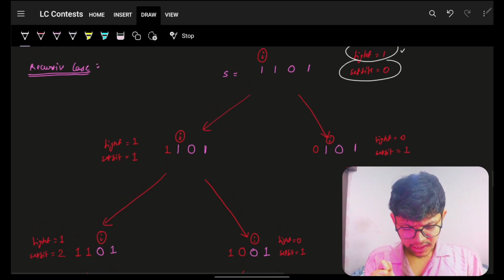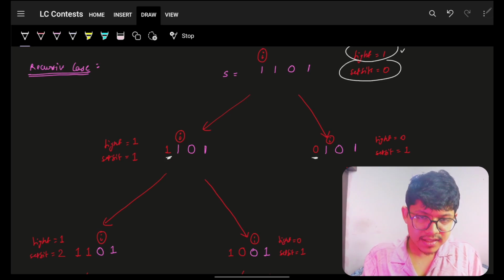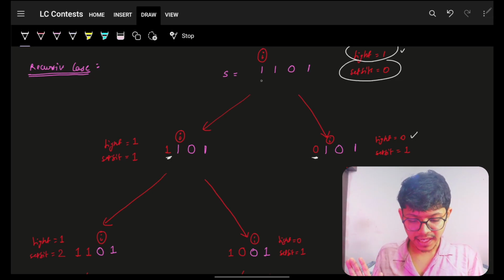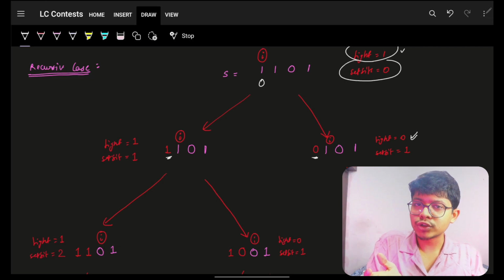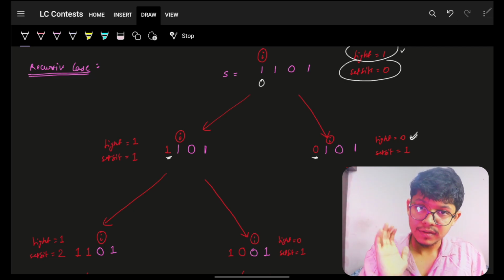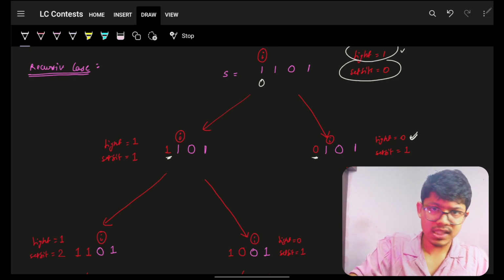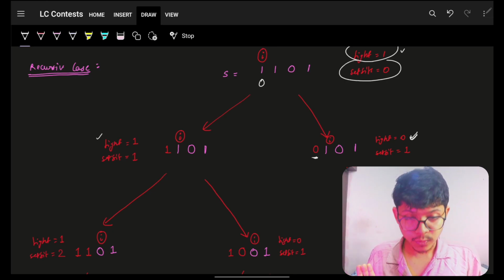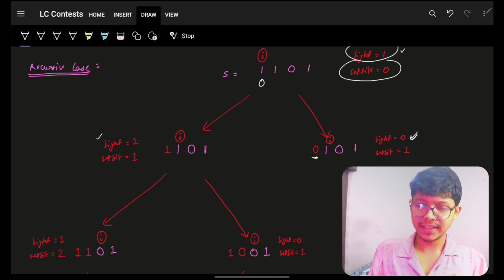What I will do, the value was 1. Either I can make it a 1 only, or I can make it a 0. If I make it a 0, obviously my tight bound will no more remain because I reduced the value. Now I am free to put any value whatsoever in the future. So my tight bound became 0. Once tight becomes 0, it remains 0. It will never become 1. But if the tight is 1, I have to propagate that tight because the next value should also be taken care of.